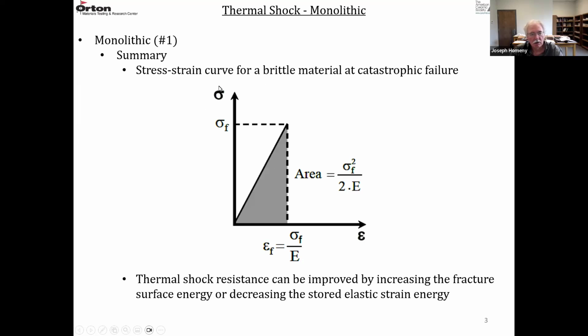So for a brittle material, the stress strain curve looks like this. This is stress versus strain, linear to failure. The fracture strength is sigma F, and epsilon F is the strain at failure. So epsilon F equals sigma F over E. So the area of this triangle becomes sigma F squared over 2E. So the thermal shock resistance can be improved by increasing the fracture surface energy or decreasing the stored elastic strain energy.